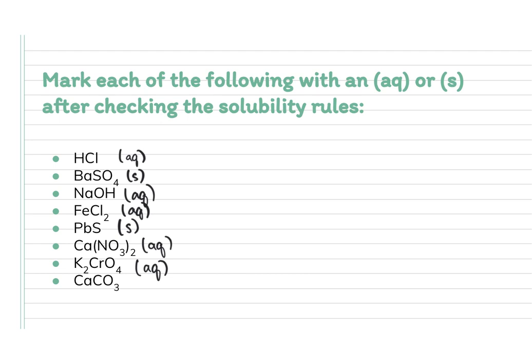And then the last one we have is calcium carbonate. Carbonates are rule number, where am I? They start to all blur together. So we can actually find the answer to that in rule number 8. All phosphates, chromates, and carbonates are insoluble except those of alkali metals and ammonium salts. Calcium is not an alkali metal or an ammonia salt, so this is going to be solid, okay? So that's where we're at right now.